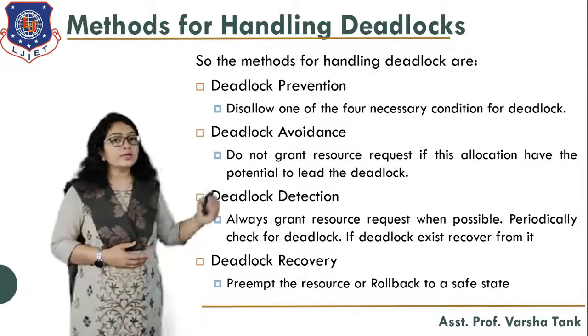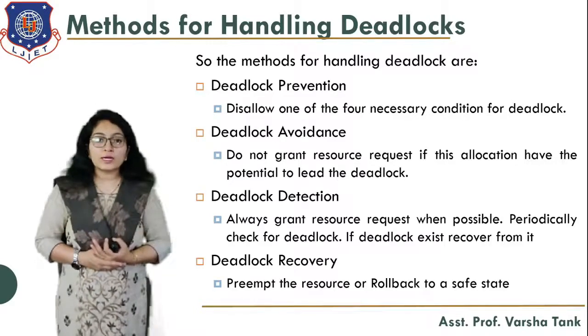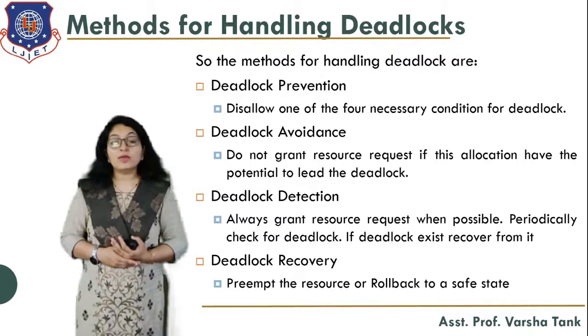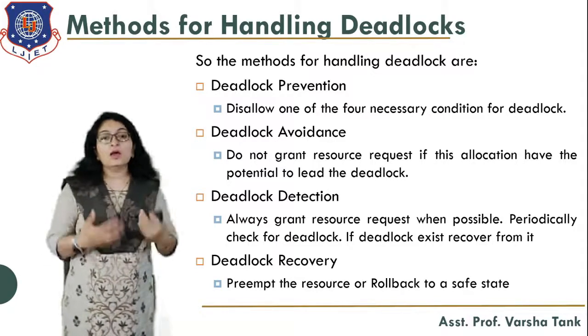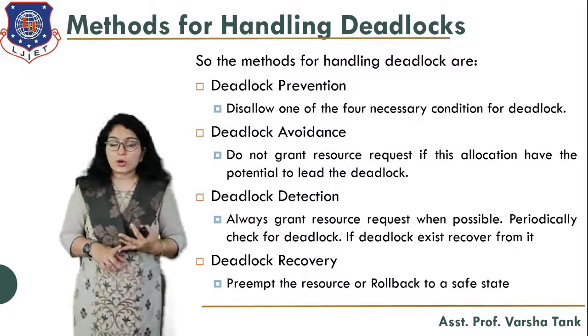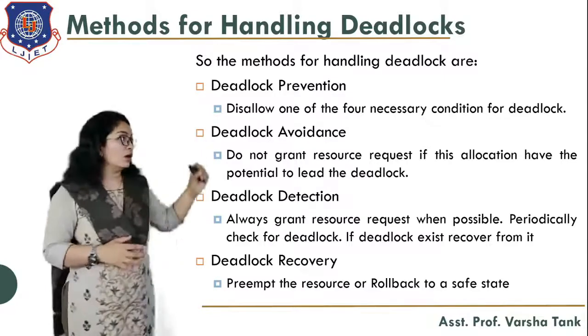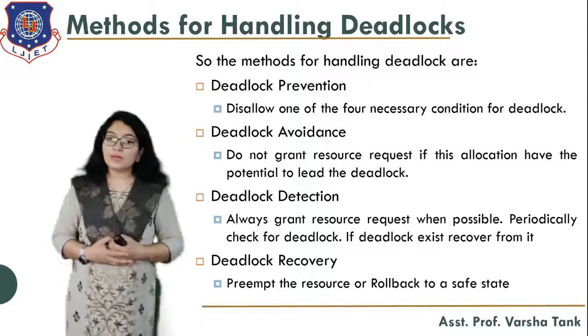Here, what is the meaning of deadlock prevention? That means disallow one of the four conditions for the deadlock. We have seen the four necessary conditions for deadlock occurrence in the last lecture, which are mutual exclusion, circular wait, etc. So we don't have to allow any of the conditions to occur in the system, so we can prevent the deadlock.